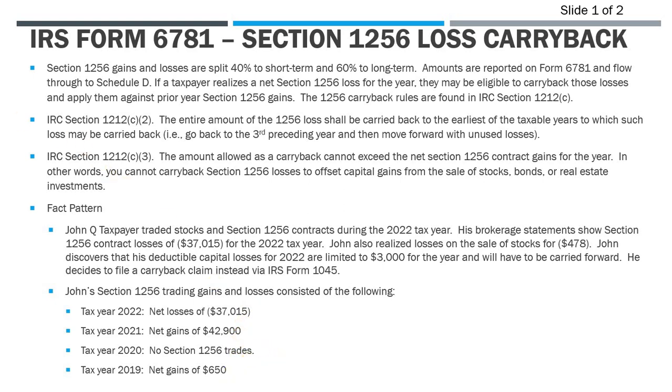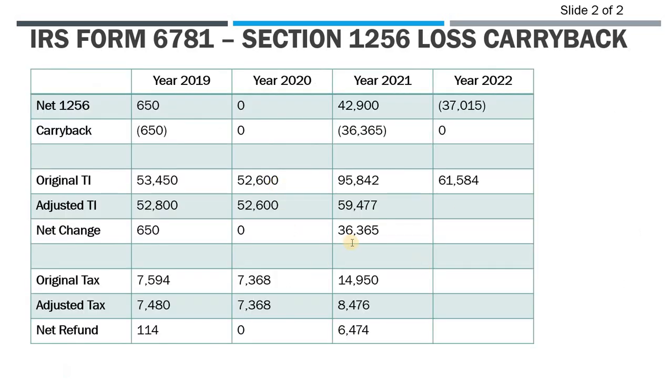All right. So the next slide here, I've kind of summarized all of the activity that we're going to be seeing when we look at the forms. And I wanted to do this just so you can get a high level or kind of like a bird's eye view of what's going to be happening here. So in 2022, again up here, this is our current year, he's got $37,015 of net 1256 losses.